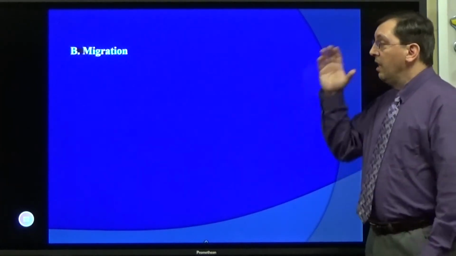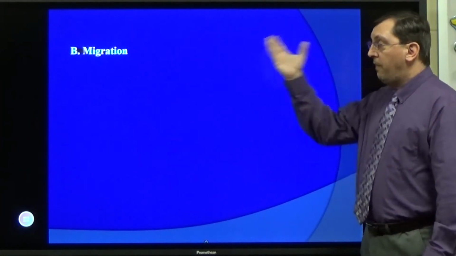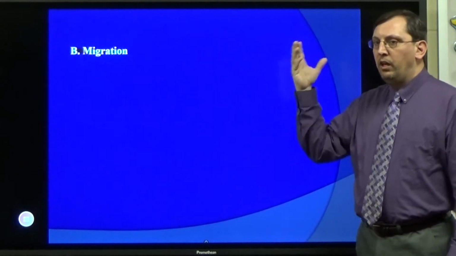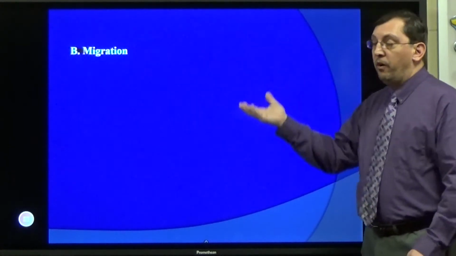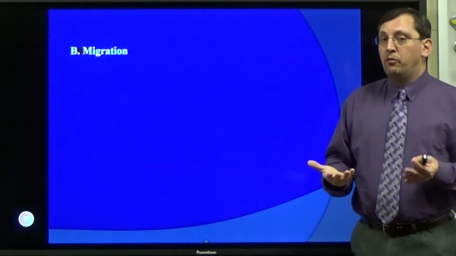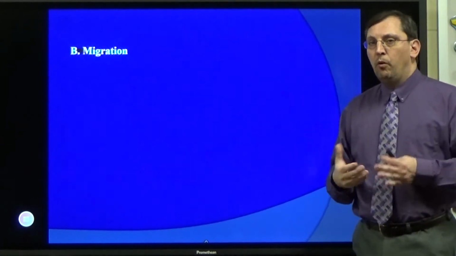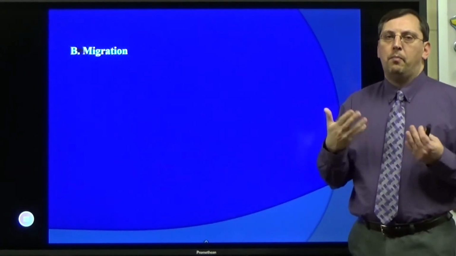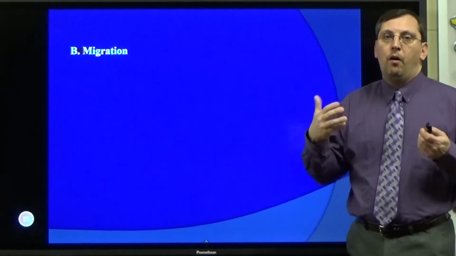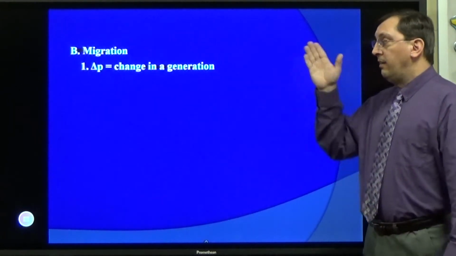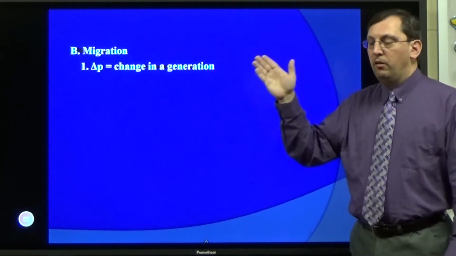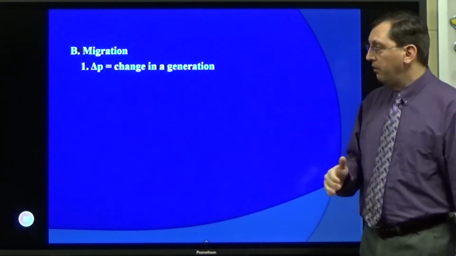Our next set of notes is going to deal with another factor affecting the way our Hardy-Weinberg equilibrium works, and that is migration. Hardy-Weinberg assumes there is no migration whatsoever, but we know that doesn't occur. We're going to look at how the alleles are changed within a population based upon migration. So we're going to look at delta P, the change in the P value in a population per generation.